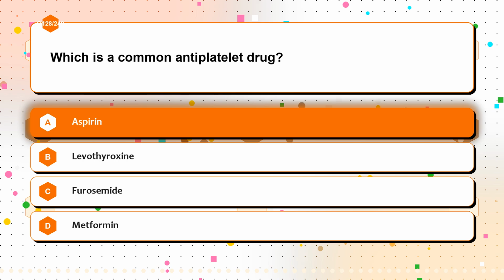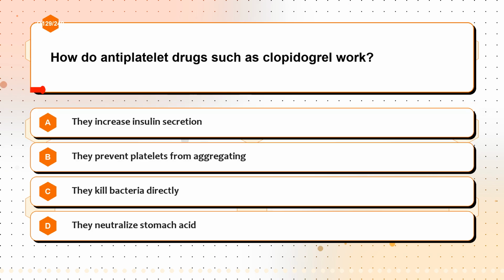The correct answer is option A, aspirin. Question 129. How do antiplatelet drugs such as clopidogrel work? Here are the options. Option A, they increase insulin secretion. Option B, they prevent platelets from aggregating. Option C, they kill bacteria directly. Option D, they neutralize stomach acid.